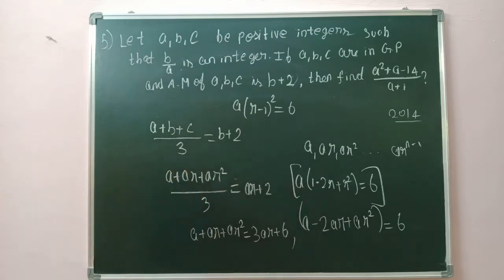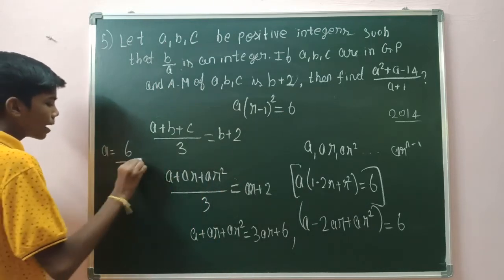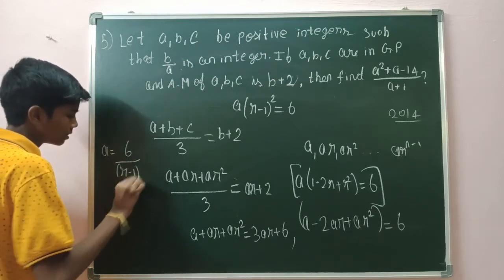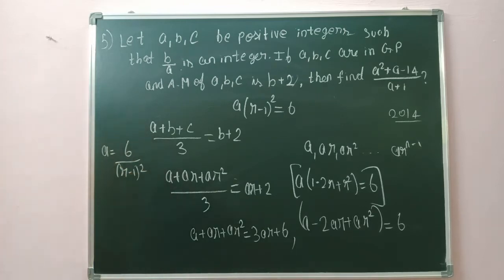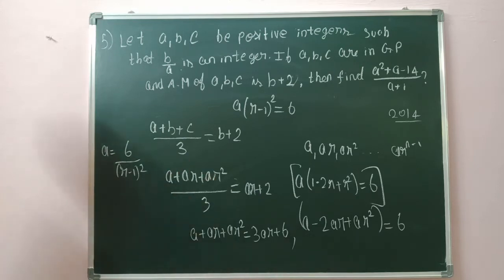If A into (R minus 1) whole square is equal to 6, then your A will be 6 by (R minus 1) whole square. Correct now? Guys, I am solving very fast because it's an easy one. You can't expect this type of easy question in advance, but even though, try to solve it.